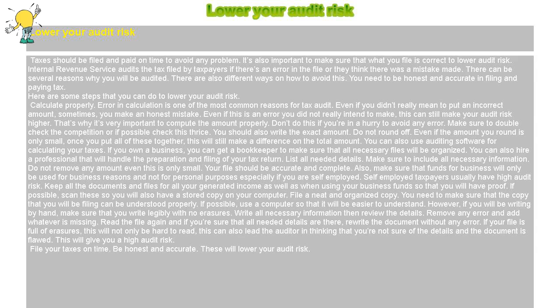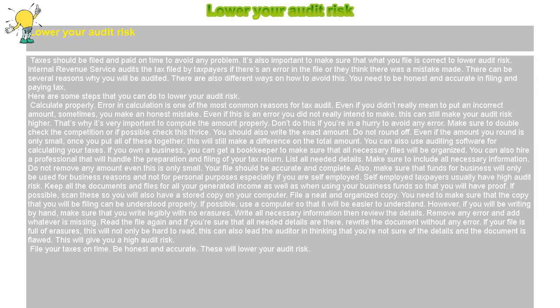Lower your audit risk. Taxes should be filed and paid on time to avoid any problem. It's also important to make sure that what you file is correct to lower audit risk.